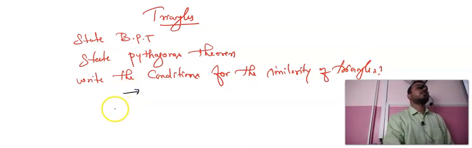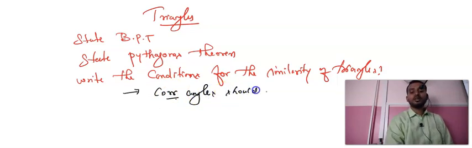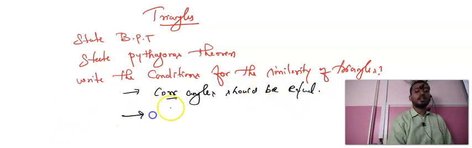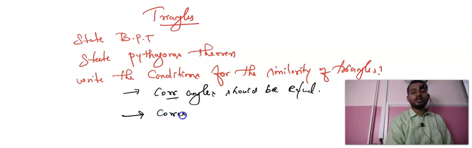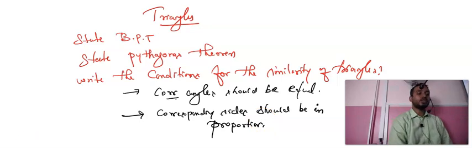First condition is corresponding angles should be equal if you want to say the triangles are similar. And the second condition, the corresponding sides should be in proportion, not equal. They should be in proportion.